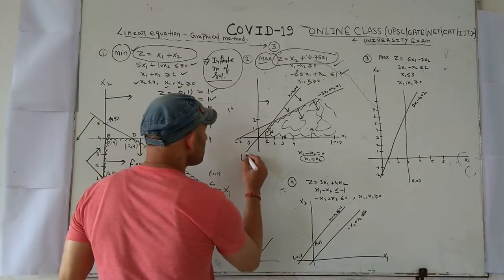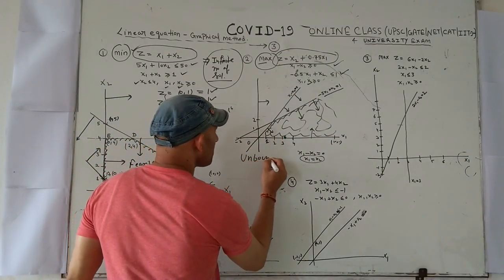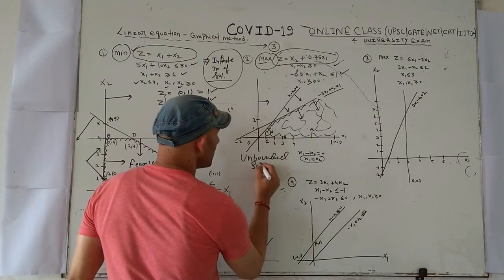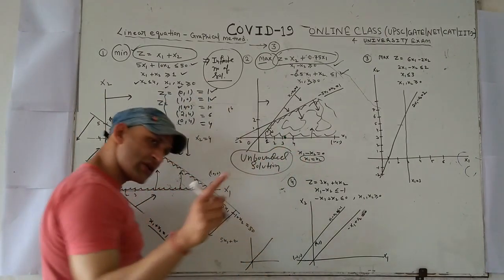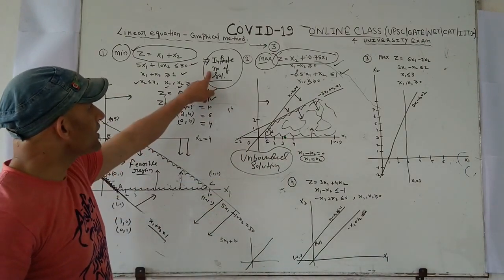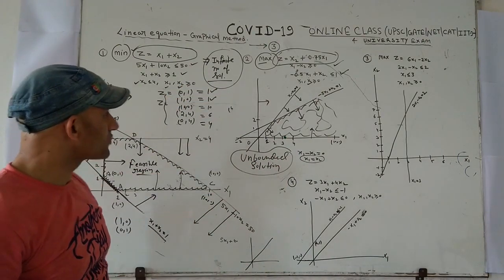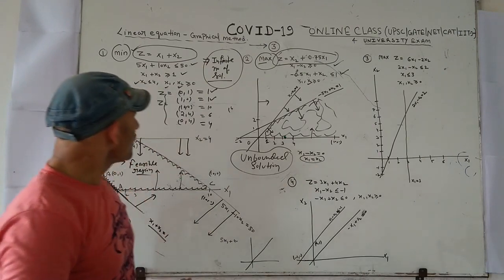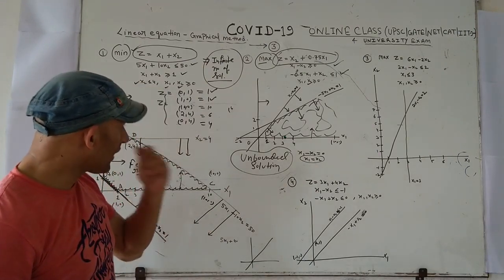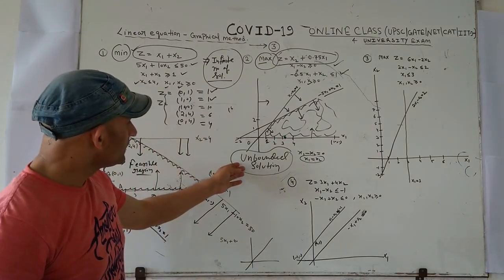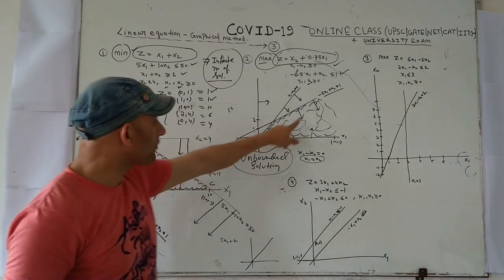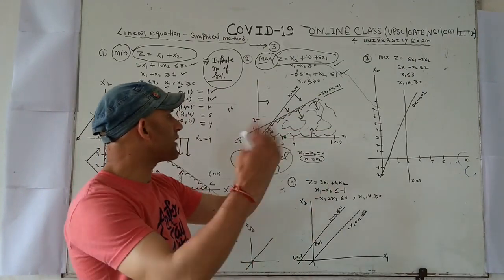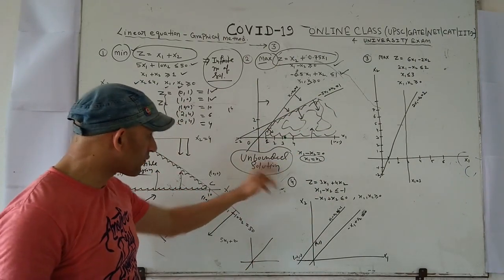So it has an unbounded solution. You have a solution but it is unbounded. It has infinite number of solutions. This is an unbounded solution. Okay, it has solutions but it is unbounded. If you go, there are infinite number of points, so there is no solution actually, unbounded solution.